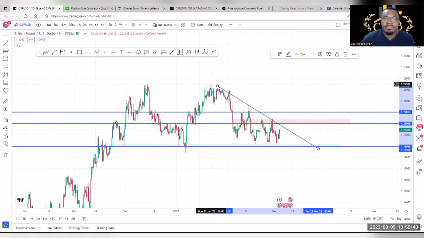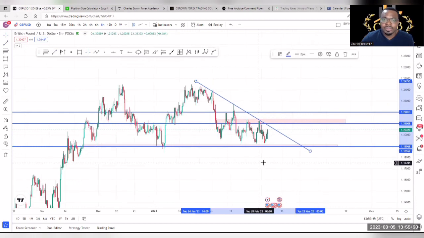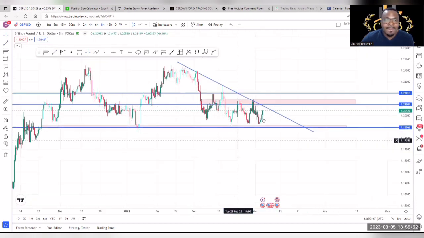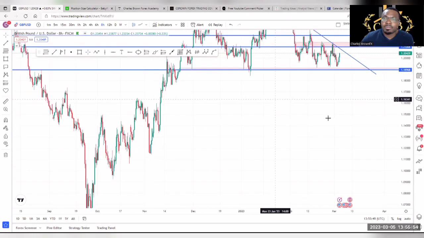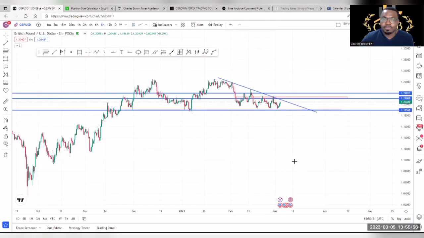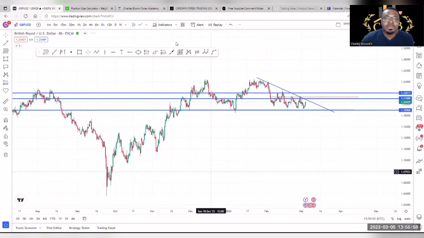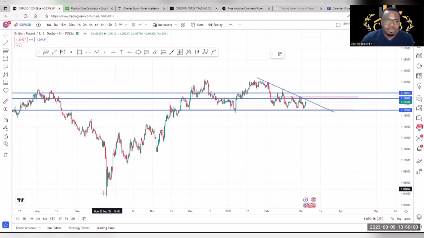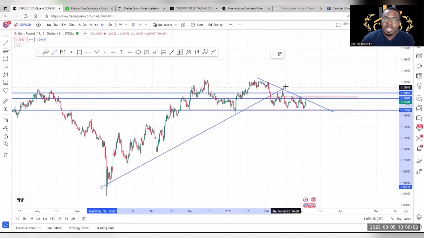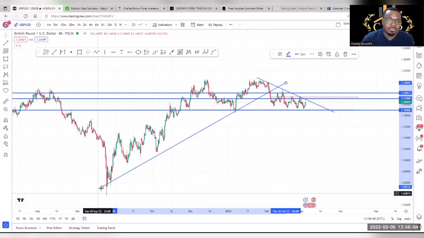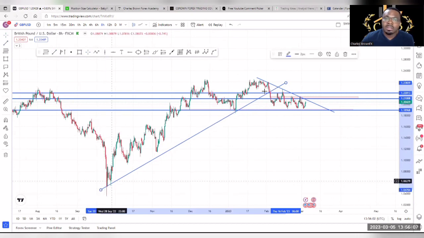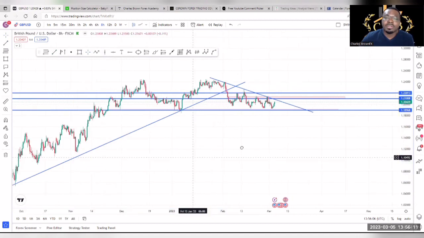Okay, we have a very clean trend line that has just been reacted to. So we have that trend line there. And on this side of the picture, I want to pay attention to this. On this side of the picture, we also have a beautiful trend line. Right there. Okay. So we have a beautiful trend line.